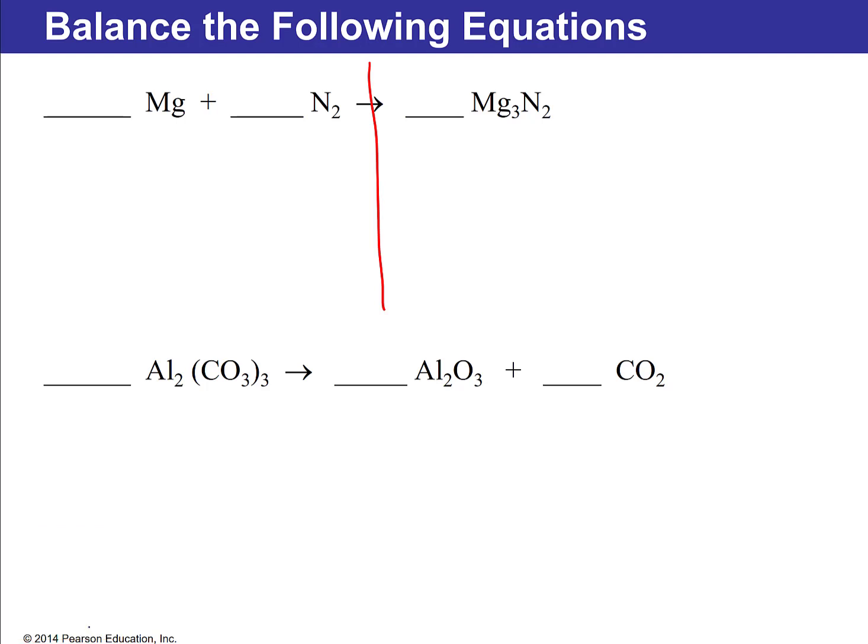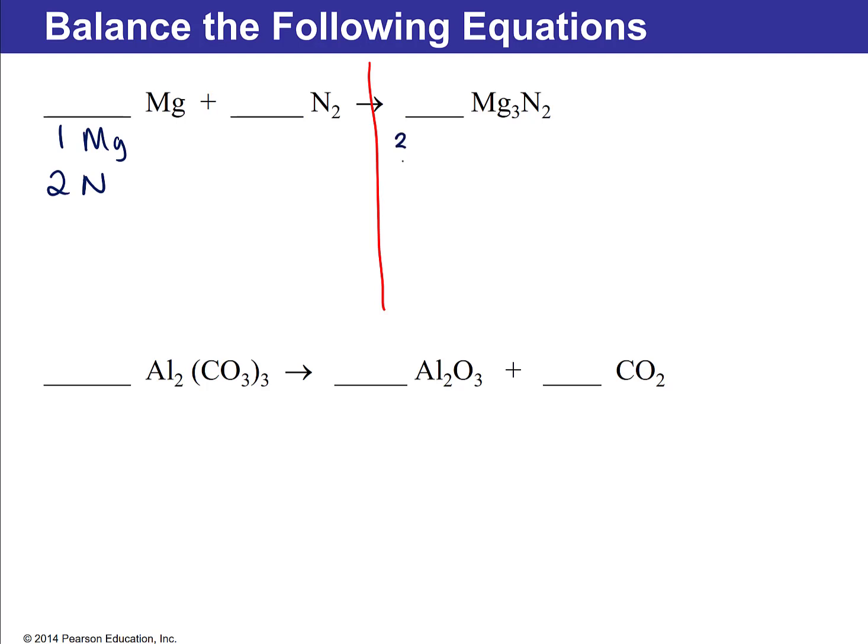Second thing to do, list the number of atoms based on the formula. So we have 1 magnesium, 2 nitrogen on the left side, just from the formula. So if it's just Mg, that's just 1. N2 means 2 nitrogen. So how many magnesiums on the product side?